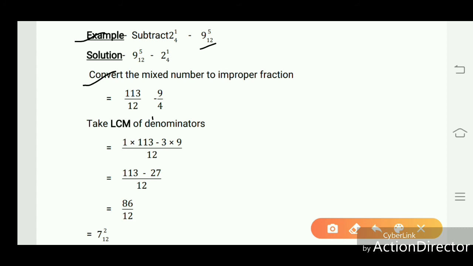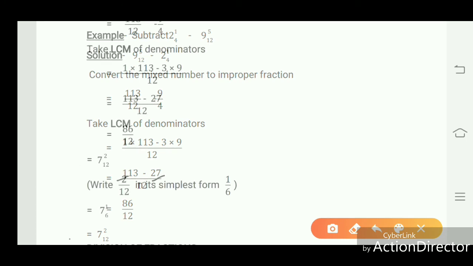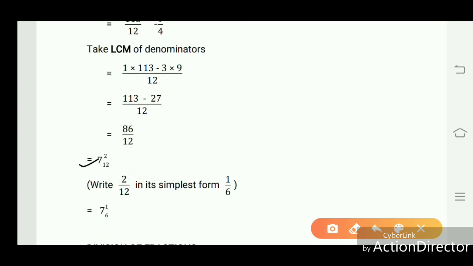Now here 1 multiplied by 113 gives product 113, and 3 multiplied by 9 gives 27, upon 12. When we subtract 27 from 113, we get 86, and denominator 12, 86/12. And we write 86/12 as a mixed fraction, 7 whole 2/12. Write 2/12 in its simplest form, 1/6. So we write 7 whole 2/12 as 7 whole 1/6.